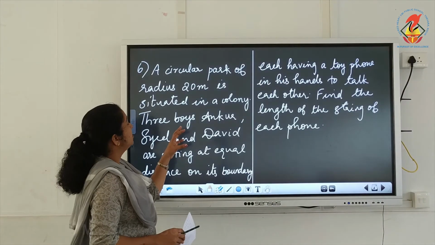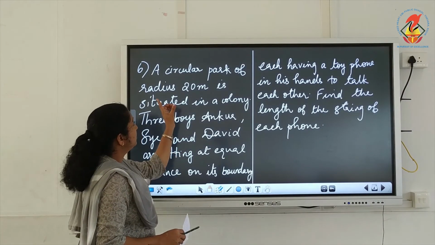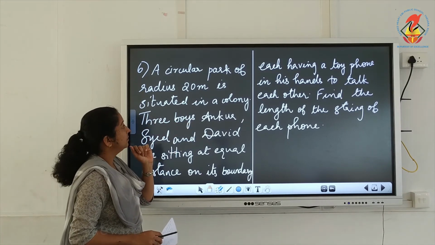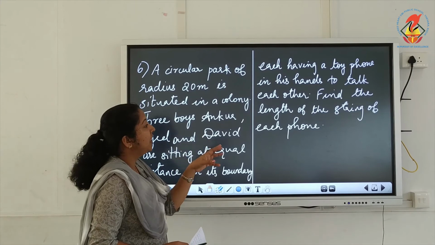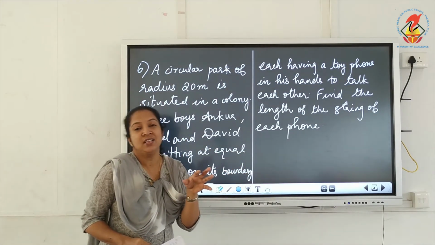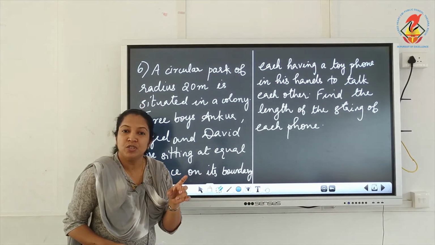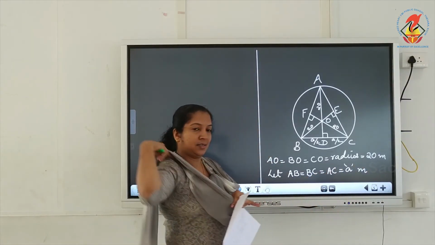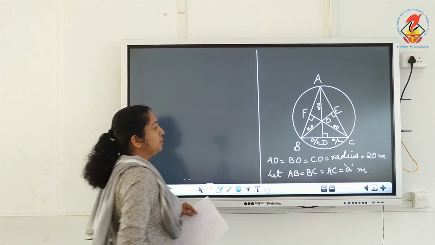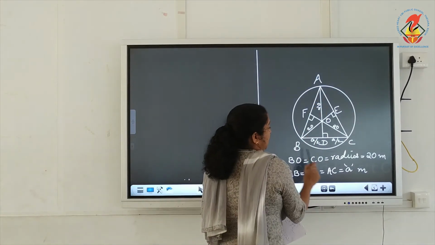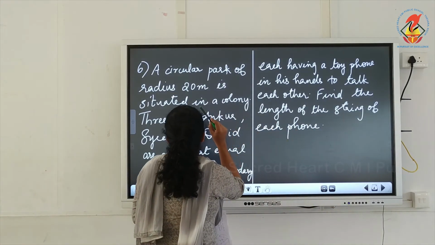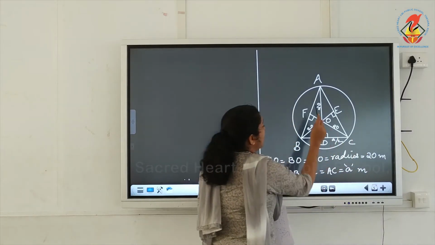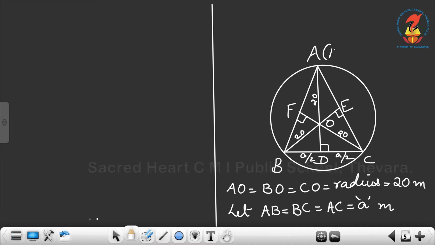3 people are sitting on a circular park of radius 20 meter and each has a toy phone. What you have to find is the length of the string of each. All are at equal distance. So, this is the position of Ankur. 3 boys, Ankur, Syed and David.